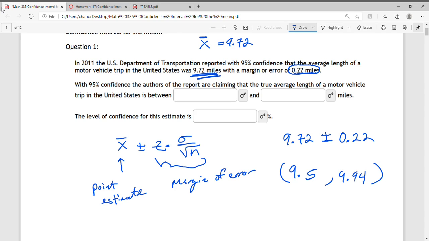So with 95% confidence, the authors of the report are claiming that the true average length of a motor vehicle trip in the United States is between 9.5 and 9.94 miles. The level of confidence for this estimate is, of course, 95%.